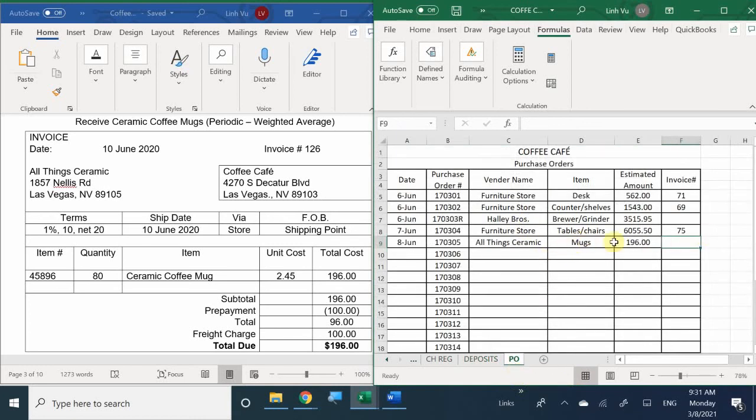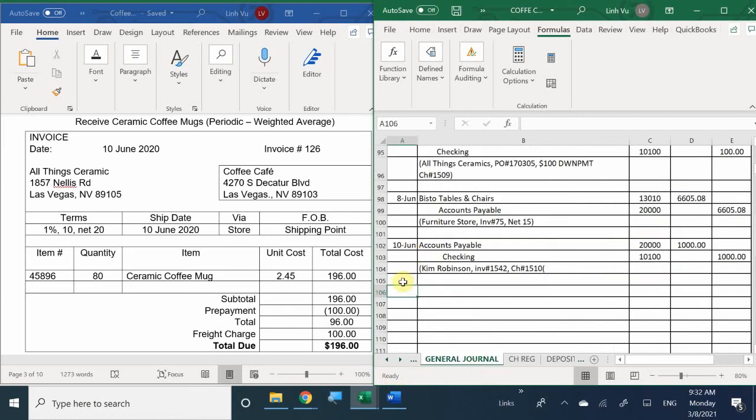So here we are, the coffee mugs. I received them, and it's for invoice number 126. Okay, boom. All right. Now I'm going to also journalize this because I want to make sure that I have it in my journal first, and then update my inventory worksheet afterwards. So again, it is 610.